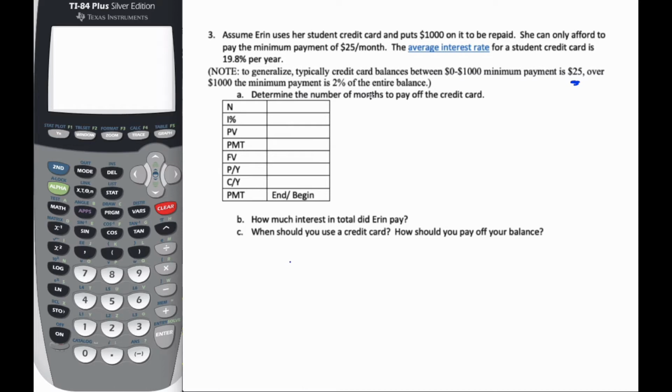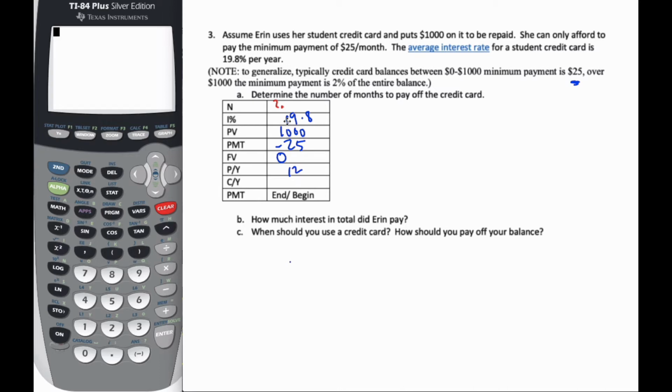So to determine the number of months to pay off the credit card, this value here, this is what we're asked to find. Okay, so we know that the interest rate is 19.8. The present value, well, it's 1,000. And it's a plus 1,000 because it is in Erin's pocket. The payment comes out of her pocket, so it's negative, so it's $25. The future value, well, we want it to be paid off, to be 0. We pay each month, so the payment periods per year is 12.